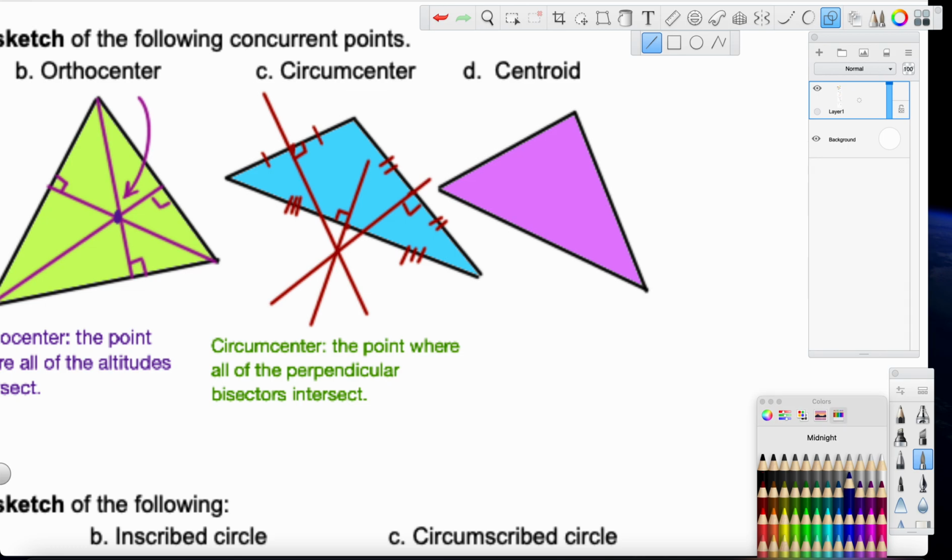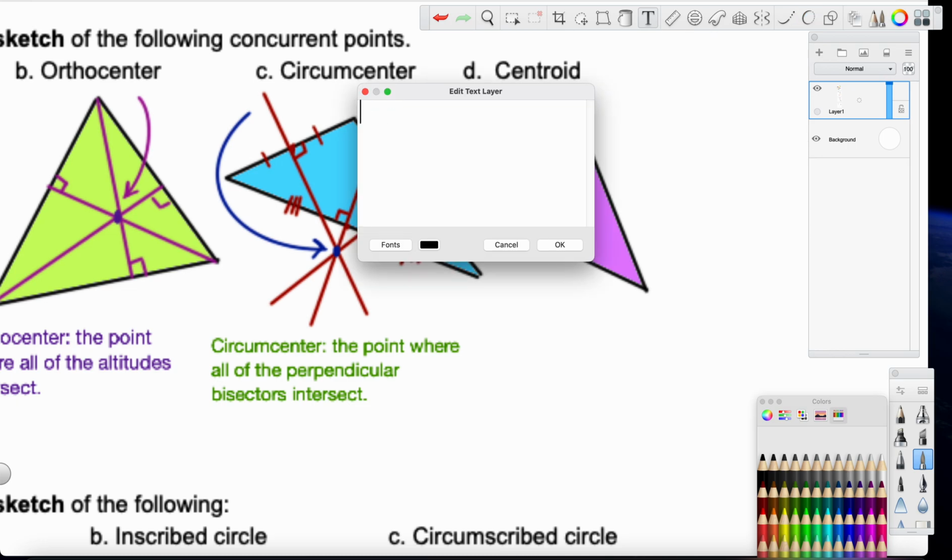And here is our circumcenter, and it's out here because our triangle is obtuse, meaning it has one angle greater than 90. If this angle were 90, this circumcenter would move up and it would be at the midpoint of the longest side, which would be the hypotenuse. If this triangle is acute, this circumcenter would be inside the triangle.